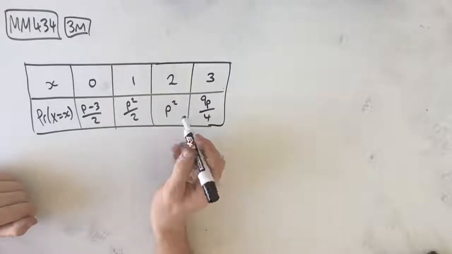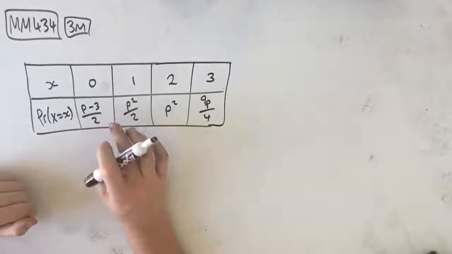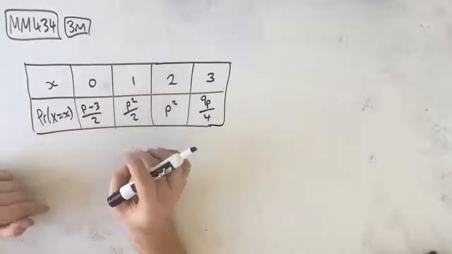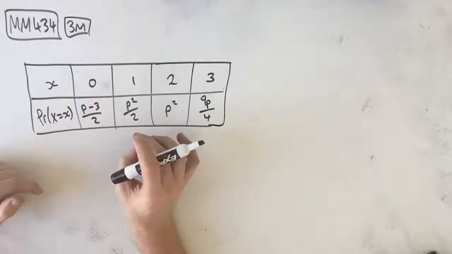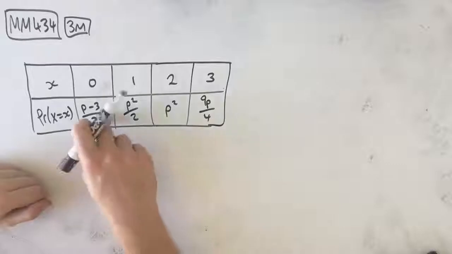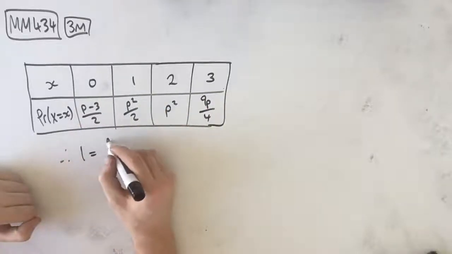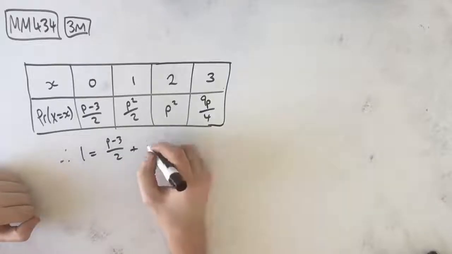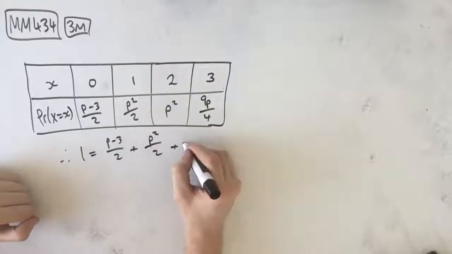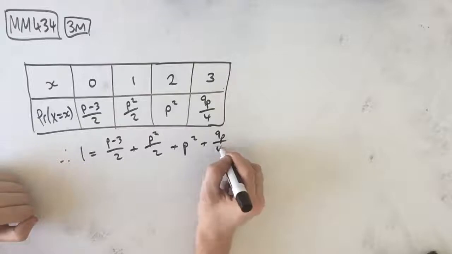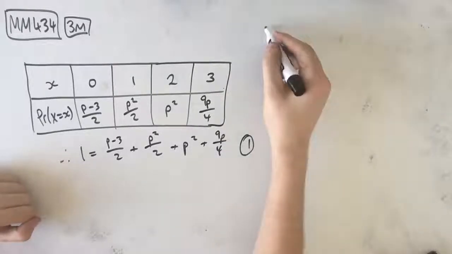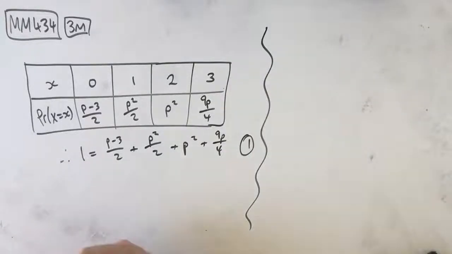So first things first is to recognize that the total probability of any probability distribution, regardless of whether it's discrete or continuous, has to be 1. Okay? So the sum of these probabilities must equal 1. So therefore, 1 equals p take 3 over 2 plus p squared on 2 plus p squared plus 9p on 4. And this is actually our first mark. So setting that up gives us our first one.